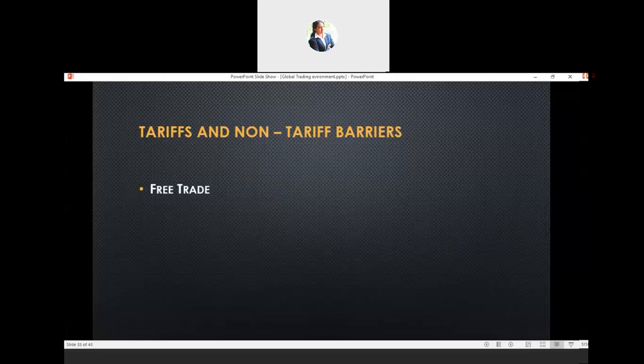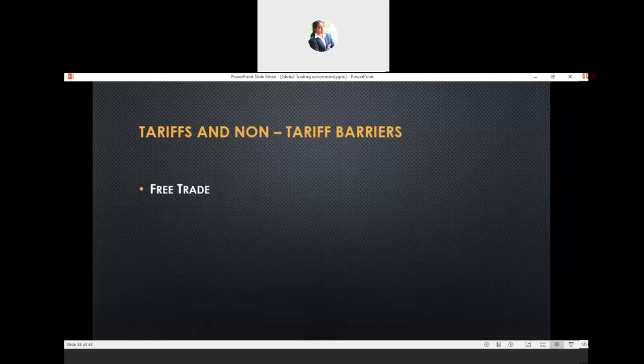Now, before moving further regarding the tariffs and non-tariffs, let us try to understand what we mean by free trade. We tend to tell this a lot. So, it becomes easier to understand this protectionism policy when we know what free trade is.